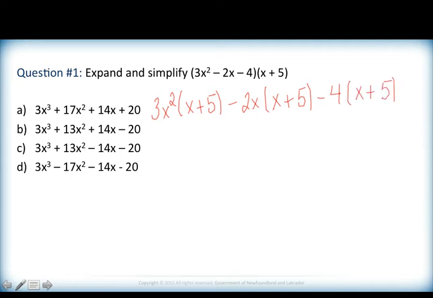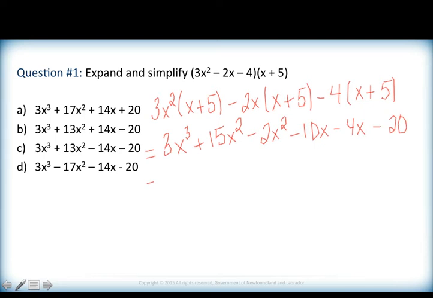And once we do this, we're going to distribute 3x squared into everything here, negative 2x and negative 4. So 3x squared times x gives us 3x cubed. 3x squared times 5 will give us a positive 15x squared. Negative 2x times x is a negative 2x squared. Negative 2x times positive 5 gives us a negative 10x. Negative 4 times x is a negative 4x. And the last one, negative 4 times 5 is a negative 20.